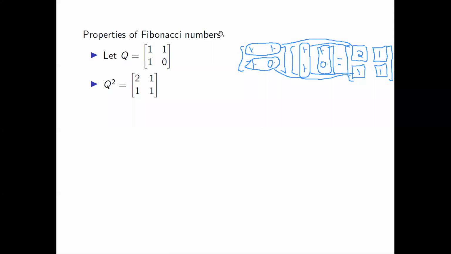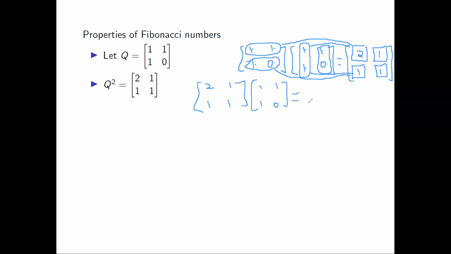So we can look at what is Q cubed. To get Q cubed, we can take Q squared times Q. So we can do 2, 1, 1, 1 times 1, 1, 1, 0. For the top left, we take the dot product of the first row of the left matrix and the first column of the right matrix. This gives us 2 times 1 plus 1 times 1. We got a 3 right there. For the top right entry, we take the dot product of the first row of the left matrix and the second column of the right matrix. So we get a 2 times 1 plus a 1 times 0. We got a 2.